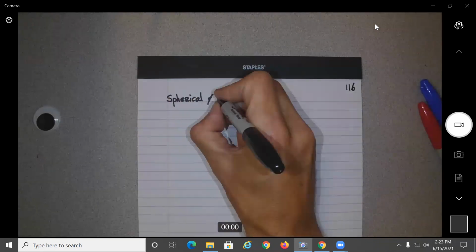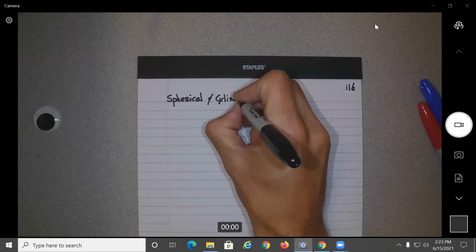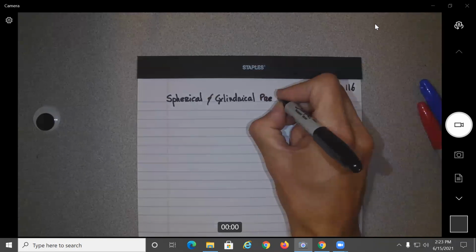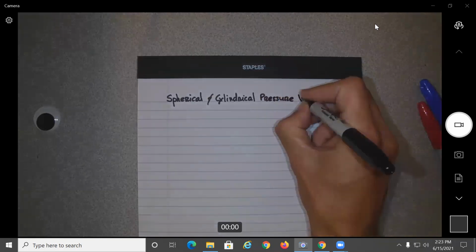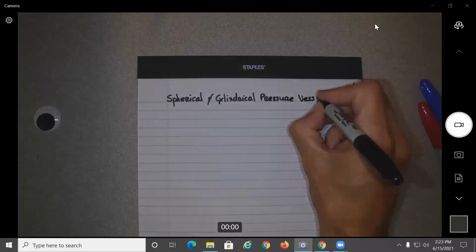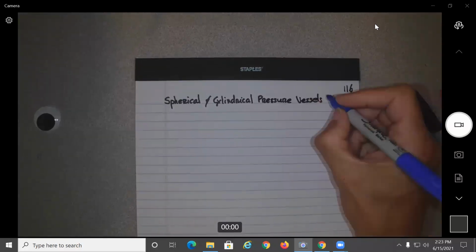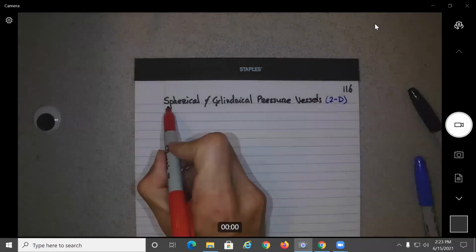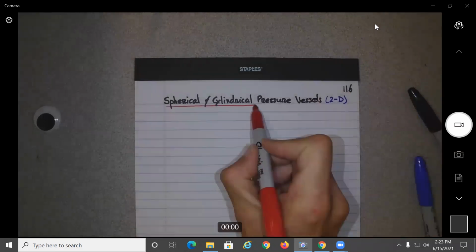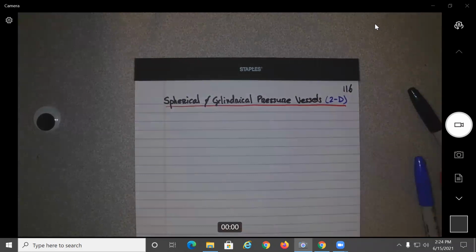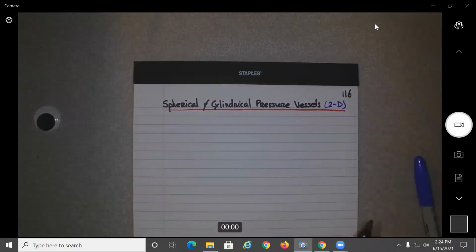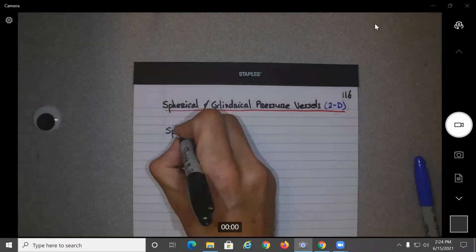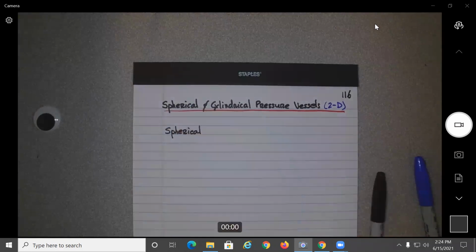All right, so spherical and cylindrical pressure vessels. But important here is that you realize that the analysis we are doing is limited to 2 dimensions. Again, I'm not going to do a derivation. Why not? Yes, I'm going to do a derivation since I have it here and it's not long. So we have spherical.